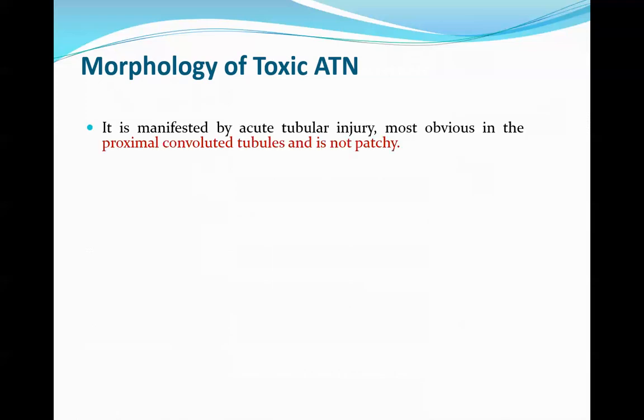Now coming to the toxic one, that was the ischemic one. Now what happens in a toxic one? It is manifested by acute tubular injury, most obvious in the proximal convoluted tubule, and it is continuous.